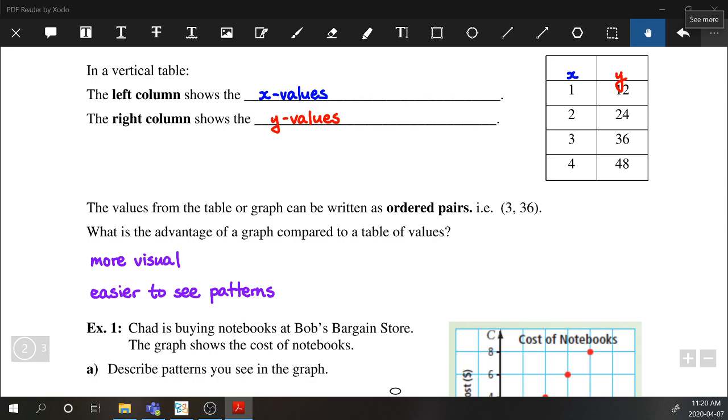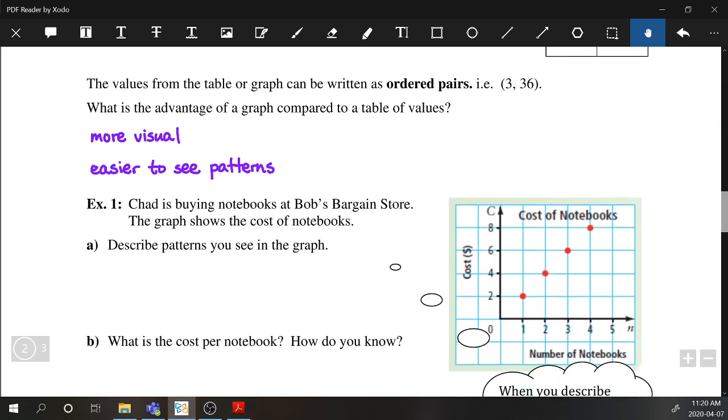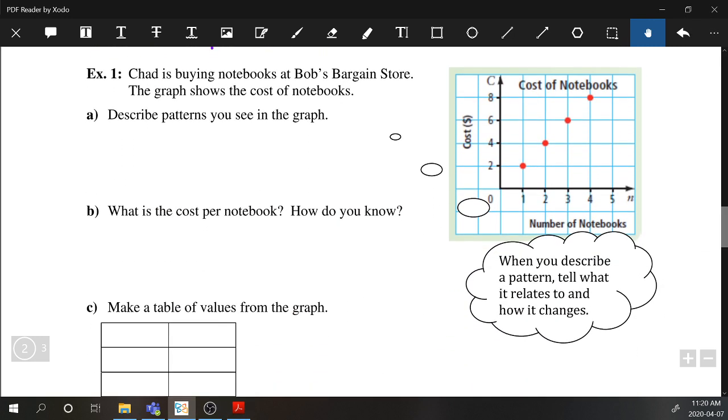So let's look at the next example here. We have some notebooks that are being purchased. You can see that the number of notebooks purchased is the independent variable. In this case, we call it n, and the cost is in dollars, and that's the dependent variable, so the y variable, and it has the variable c, capital C.